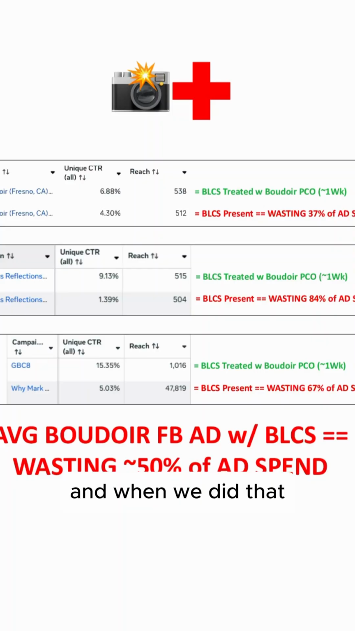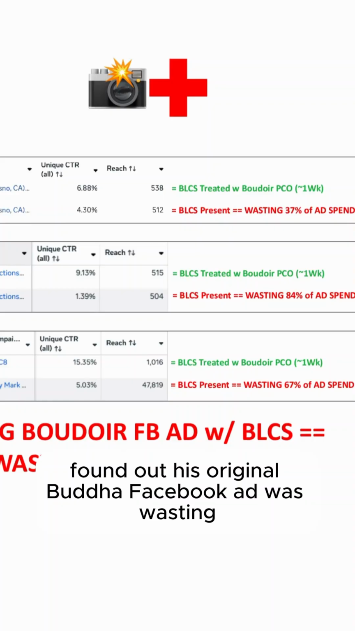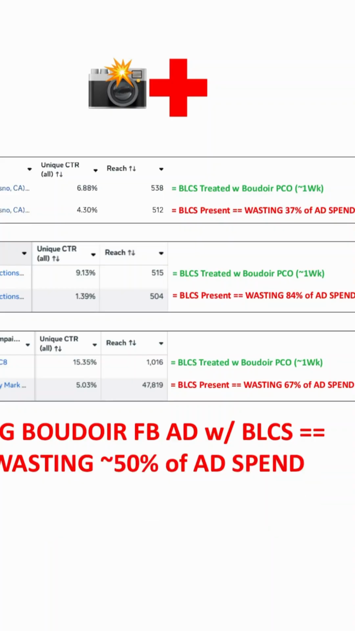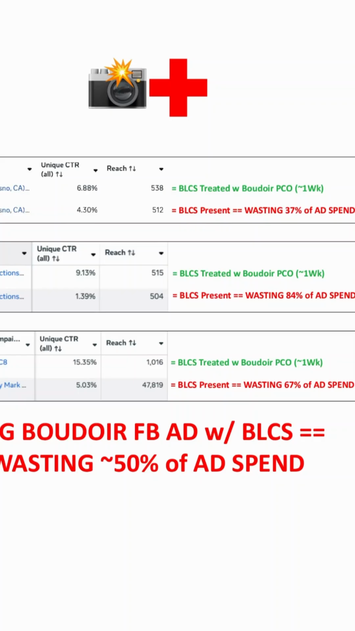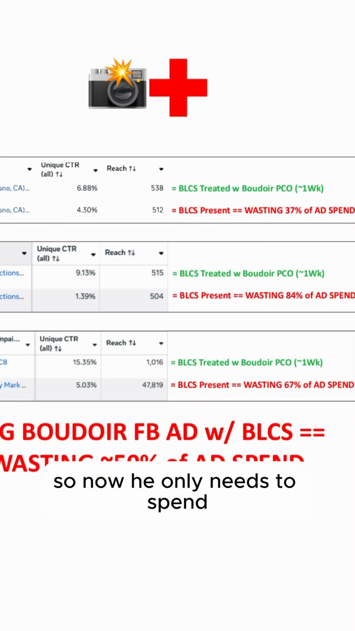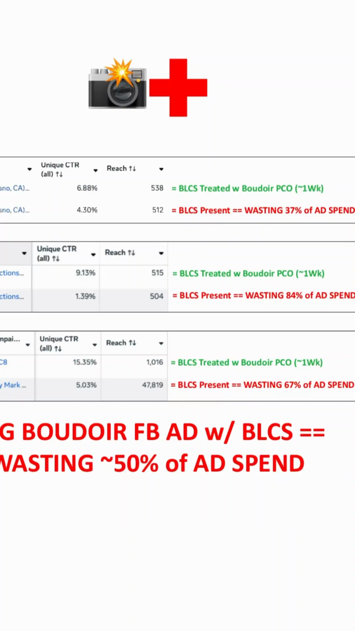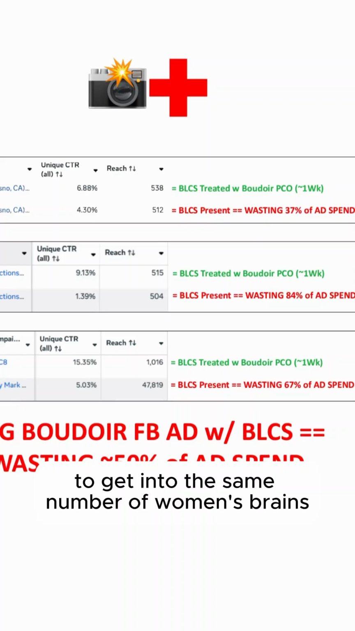And when we did that, we actually found out his original Boudoir Facebook ad is wasting 67% of his ad spend. So if he's spending 10 grand a month, $6,700 a month is being wasted. So now he only needs to spend $3,300 a month with his Boudoir Pico treated ad to get it into the same number of women's brains.